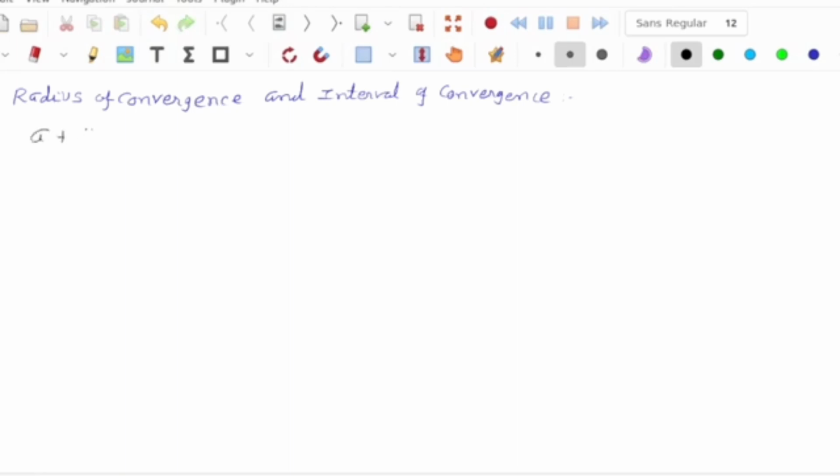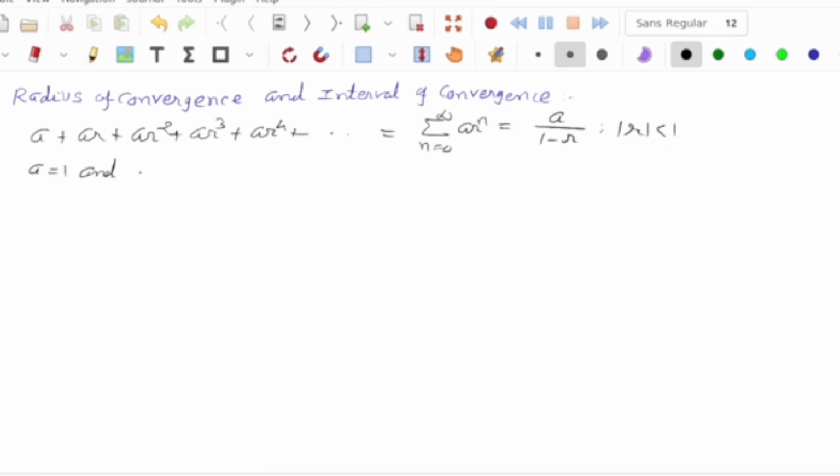We know that the series a plus ar plus ar square plus ar cube plus ar raised to 4, this is summation n equal to 0 to infinity a r raised to n, and this converges to a upon 1 minus r only when the absolute value of r is less than 1, otherwise it is divergent. I am rewriting the series with a equal to 1 and r equal to x.